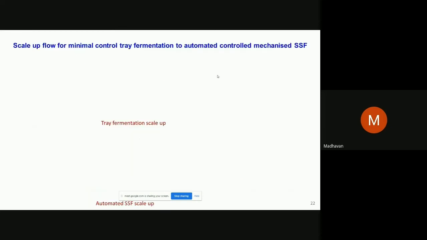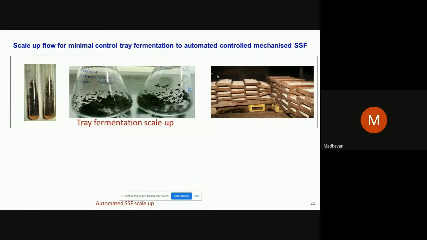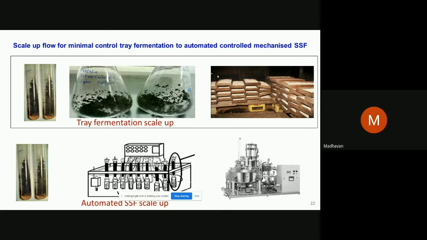And like submerged fermentation, here also you can scale up from the small flask level to the tray level, and also automated systems. Or this is the rainbow model, where initial moisture and other parameters for solid state fermentation can be controlled, and then again to highly mechanized solid drums and other systems. Fujikawara Koji type systems, which are also automated, are available for solid state fermentation, like the high volume submerged fermentation we are using.